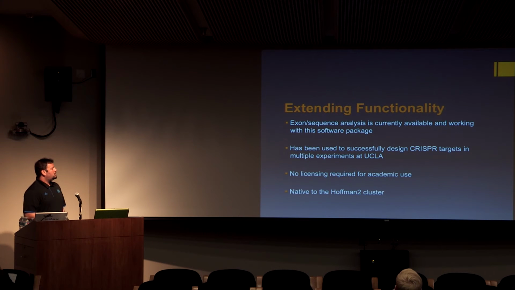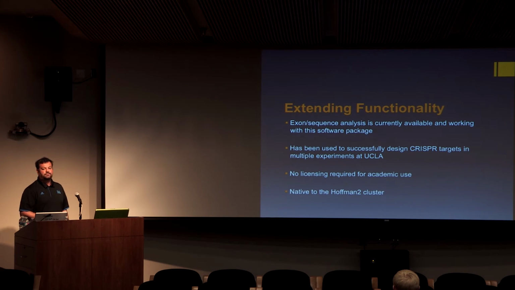So with extending functionality, this has been used to design CRISPR targets for multiple experiments conducted at UCLA. This is essentially free for academic use. There's no license required for non-commercial use. It is required for commercial use, however. And it's native to the Hoffman 2 cluster.